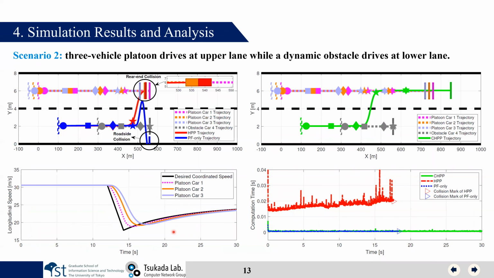And then the next is the scenario 2, and we actually just simulate a 3 vehicle platoon in the upper lane, and the dynamic obstacle at the lower lane will suddenly decelerate without the pre-warning. So you can see also the computational time is similar to the PF-only method, and the vehicle platoon is able to cooperate with the given speed.